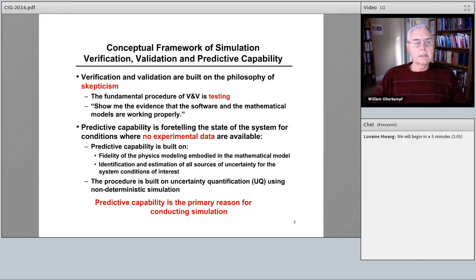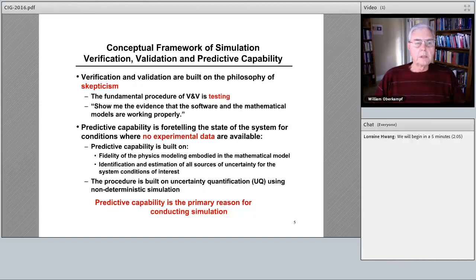Another way to say it is, show me the evidence that the software and the mathematical models are working properly, meaning what you think they are supposed to be doing in the mathematical model. Because the mathematical model, you have to remember, is a model which is separate from the discrete model, which is in software. And I won't have time to go into that a lot today, but that's a separate model.